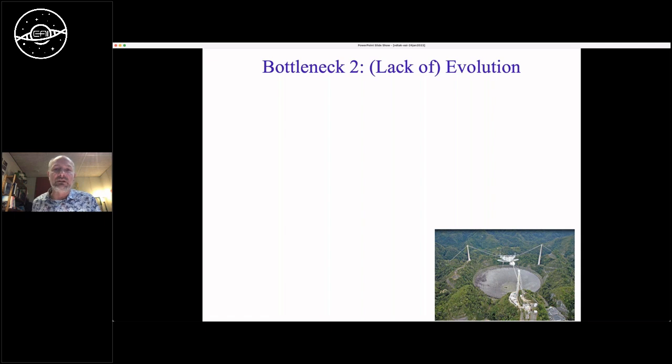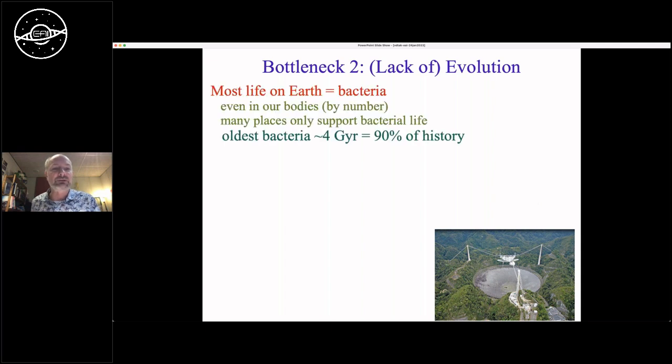Second possible bottleneck is evolution. So here's a picture of the Arecibo radio telescope before it collapsed a few years ago, right? And it was used a lot to search for signals from extraterrestrial civilizations. So keep in mind that most life on Earth is bacteria. Most people, of course, when they think about life, they think of plants and animals, but this is actually only a small fraction of the biomass.